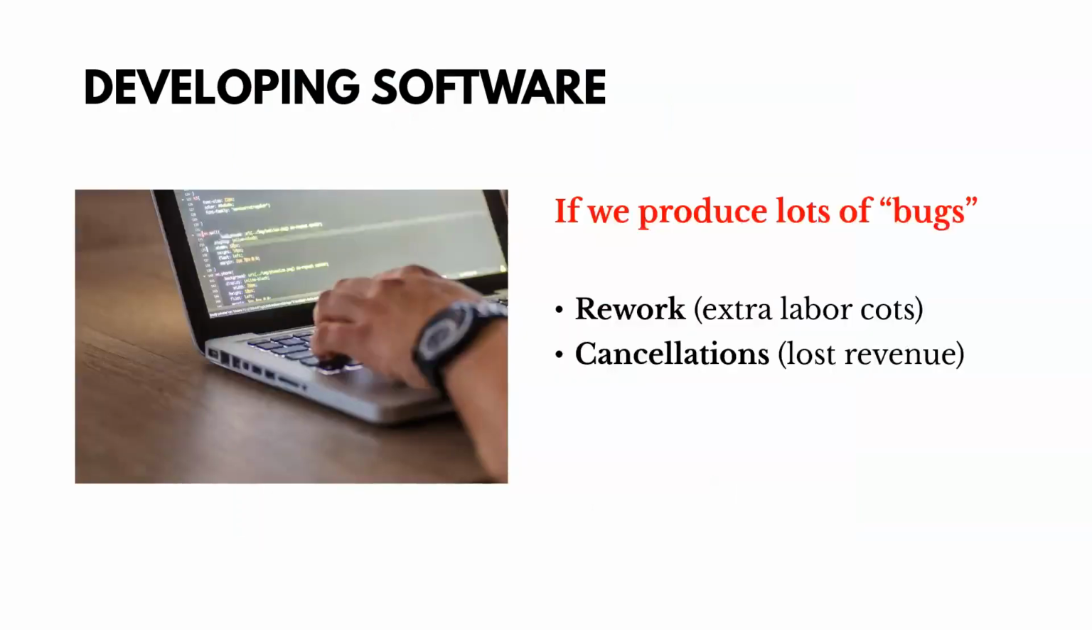Let's look at some other examples. So let's say you've got a process for developing software. If you produce lots of bugs or defects, waste gets generated. And then you've got to rework the code. That's extra labor costs. And sometimes you have customer cancellations. That's lost revenue. Okay, so it gets expensive if we introduce waste into a process.